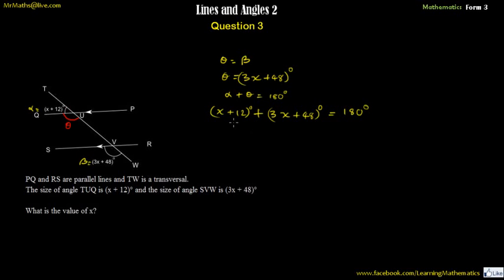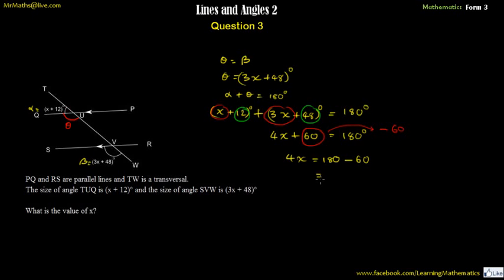Okay, now it's time to open up the brackets. So we mix like terms. For example, x and 3x we can add up together, becomes 4x. And 12 and 48 we can add up together, it becomes 60. And this is equal to 180 degrees. Then let's move 60 over to the left. It becomes minus 60. So 4x is now 180 minus 60, which is equal to 120.